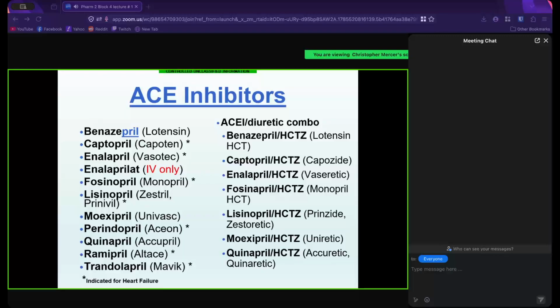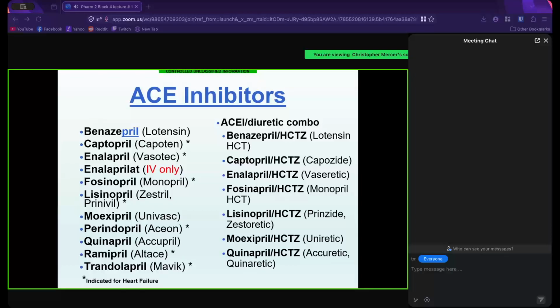I would learn now the stars, because the stars are also useful in heart failure, not just for hypertension, because that's coming up. So since you're already looking at the ACE inhibitors, know that the ones indicated by the little asterisk there, those can be used in heart failure as well. And then there's one there with the red, IV only.